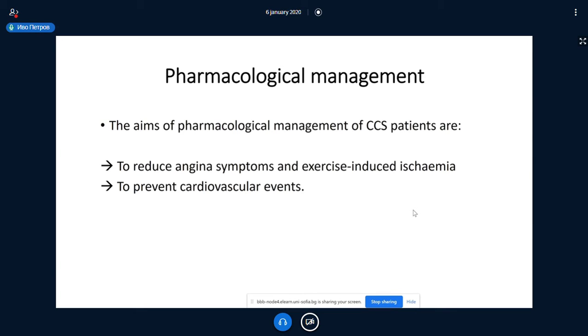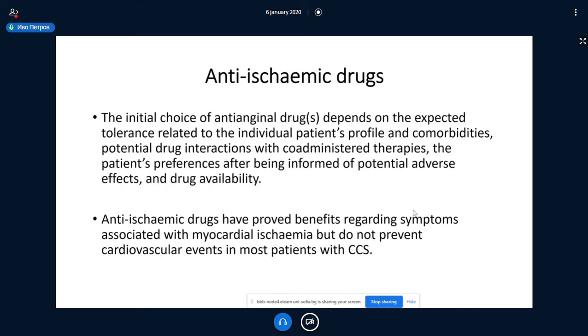Again, in chronic angina, it's absolutely true that we have medication that is symptomatic and medication that improves the prognosis of the patient, so to prevent cardiovascular events. And I will mention that the anti-ischemic drugs, the so-called anti-anginal drugs, in fact don't improve the prognosis of the patient, most of them, but they relieve the symptoms. So these are symptomatic treatment.